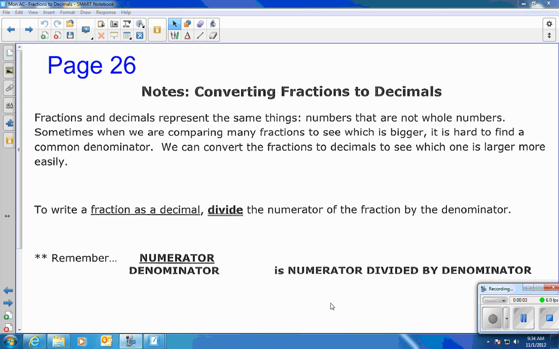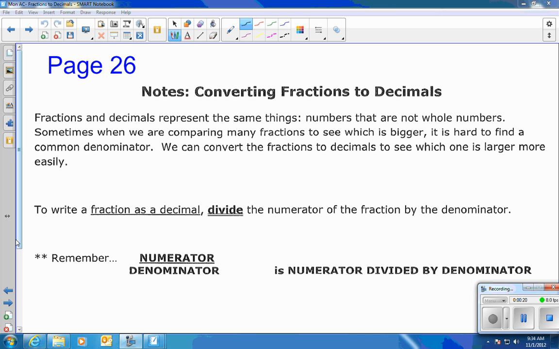This video is over converting fractions to decimals. Fractions and decimals represent the same things, numbers that are not whole numbers. So sometimes when we are comparing many fractions to see which is bigger, it's harder to find a common denominator. So we can convert those fractions to decimals to see which one is larger more easily.